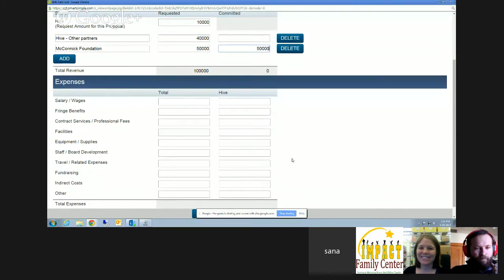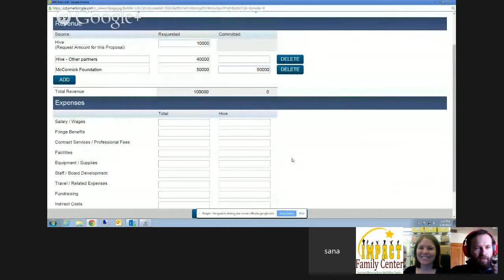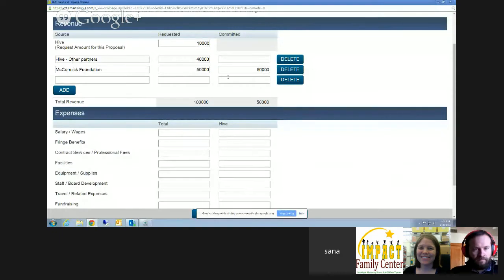Maria? Yes. Could you show us what that might look like if, for example, the McCormick Foundation only committed $25,000 and then one of our partner organizations on this project was going to provide in-kind support to match the rest? Sure. So let's pretend they've committed $25,000. So you requested maybe 50 and they committed 25. Is that okay? Or however you think it would be best to designate that the McCormick Foundation was not able to support us completely. Okay.